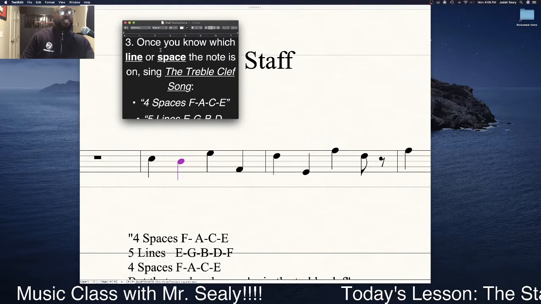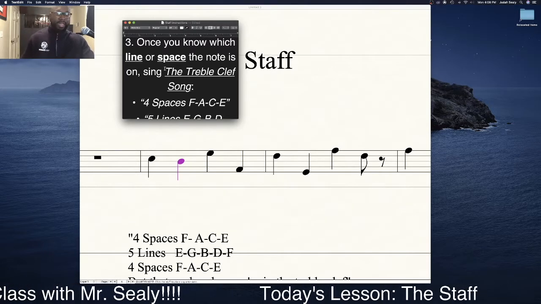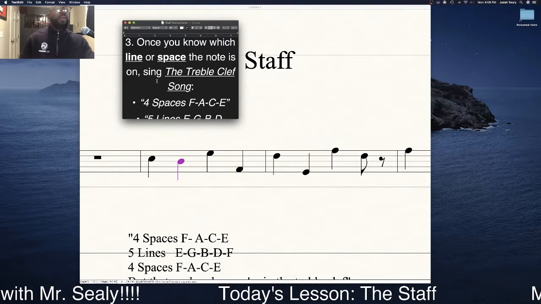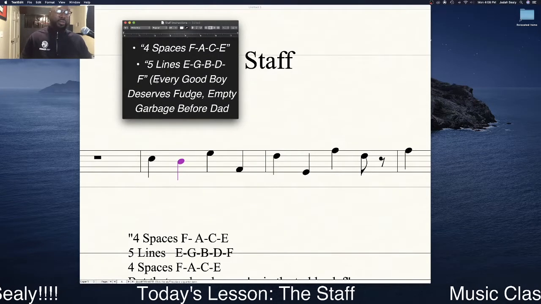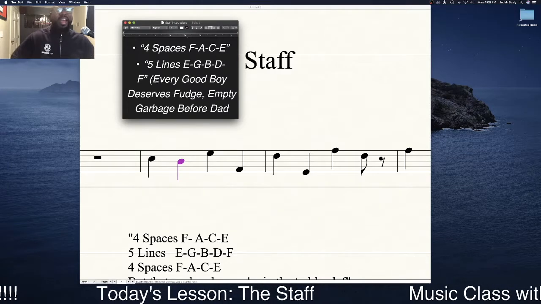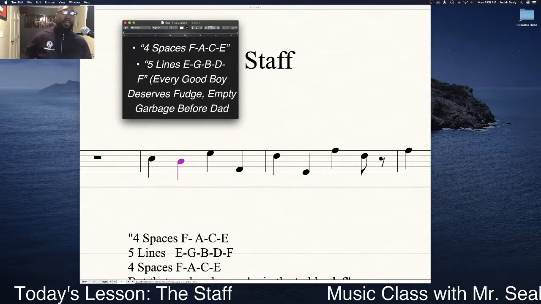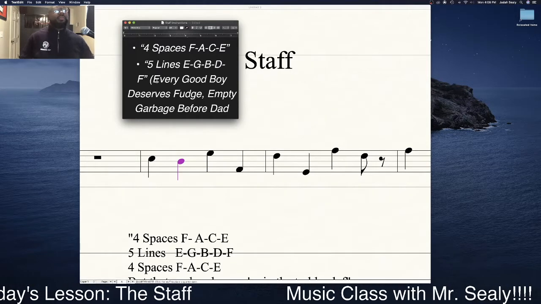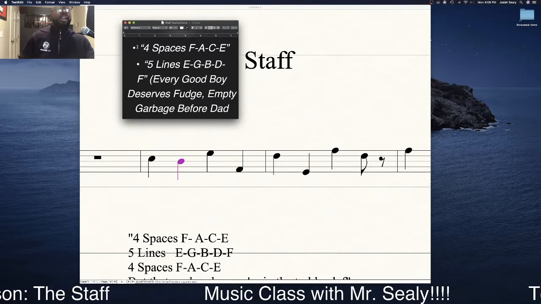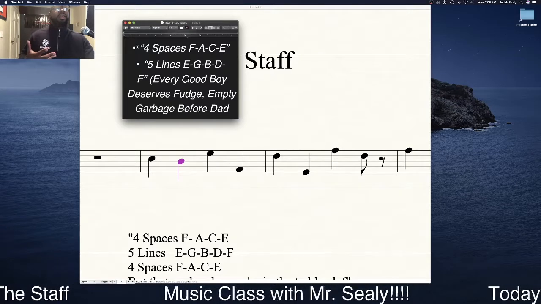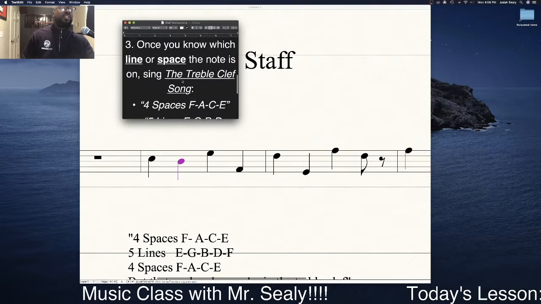Once you know which line or space the note is on, we are going to sing the Treble Clef song. What's the Treble Clef song? I'm glad you asked. This is a song that I was taught when I was in middle school, about 25-something years ago, and I still remember it to this day. Shout out to Mr. Phillips, my music teacher at School of the Arts, class of 2002. Woo! So the song that I was taught helps us remember what the notes of the treble clef are.